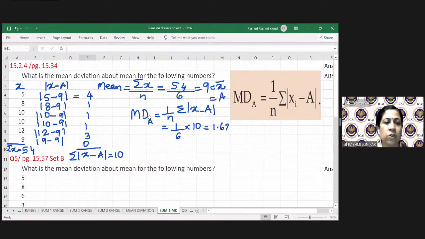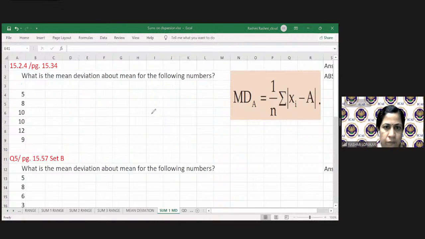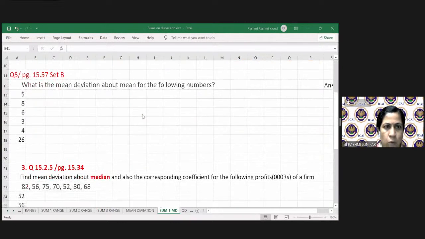Okay. So now let us go to question number. This is question number 5 in set B on page 15.57. ठीक है, हम वो वाला sum करेंगे. So what is the mean deviation about mean for the following numbers? Okay, so can we all try it together now?